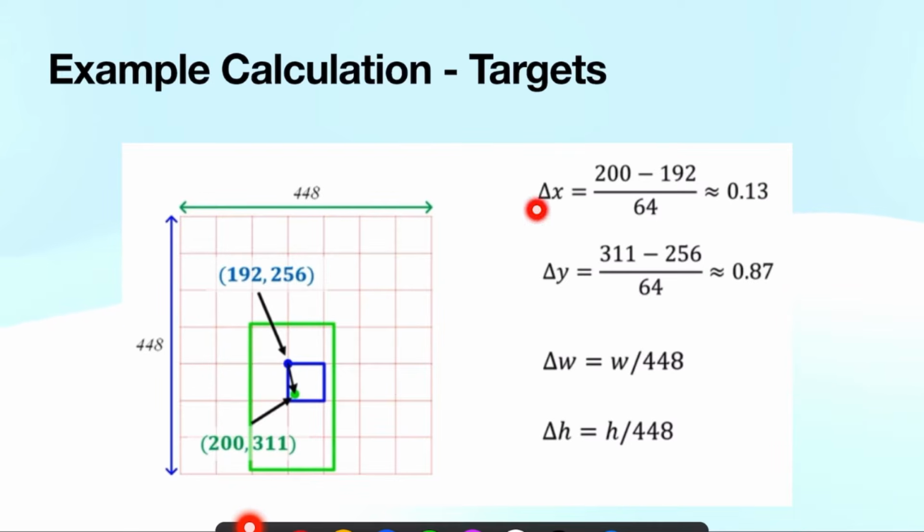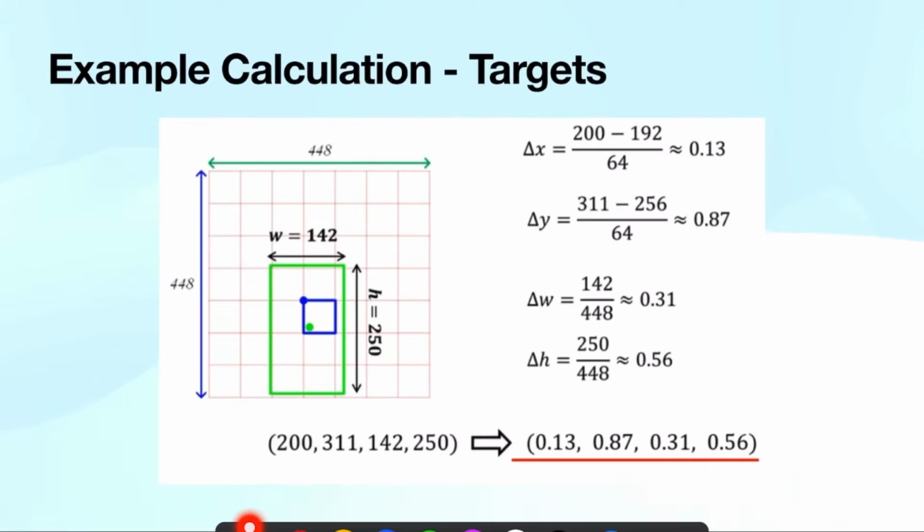Now if I want to calculate delta x, whatever x value I have for the center, I have to subtract the x value of the top left corner. And I divide by 64 because each grid cell has 64 pixels. So I am normalizing the value so that it will always be between 0 and 1. Same thing for the y coordinate: 311 minus 256 divided by 64. And then we have width and height. Width is 142, height is 250, right? These I directly divide by 448 because this is with respect to the image level.